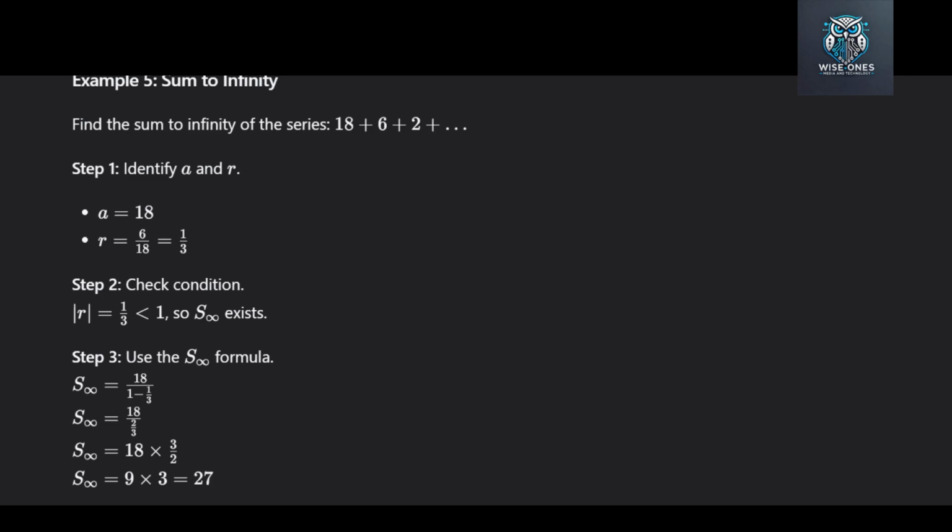Now, let us look at example 5. Sum to infinity. The question is, find the sum to infinity of the series.